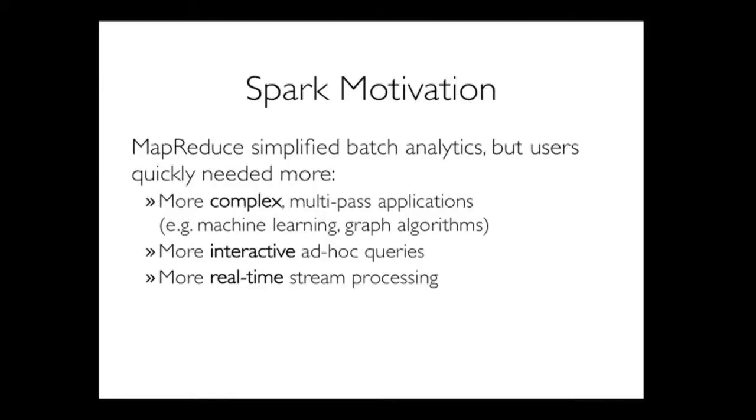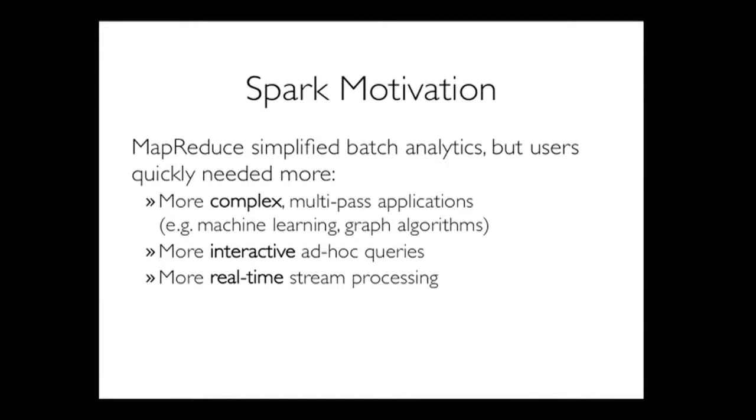But what we saw is that as soon as people started using it, they wanted to do much more than this one-pass batch processing. In particular, people wanted to do three things. One was more complex, multi-pass algorithms that don't fit well into the one-pass MapReduce model. An example is iterative algorithms, which are very common in machine learning or graph algorithms, where you go over the same data multiple times and converge to some kind of fixed point.